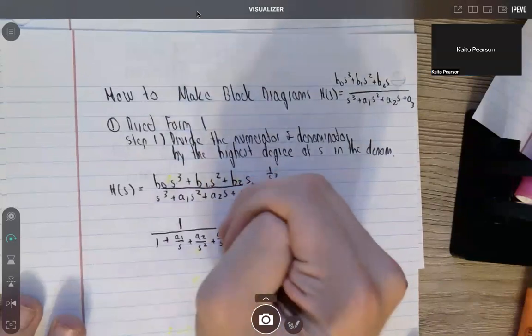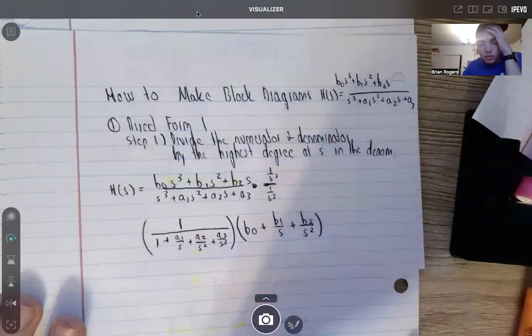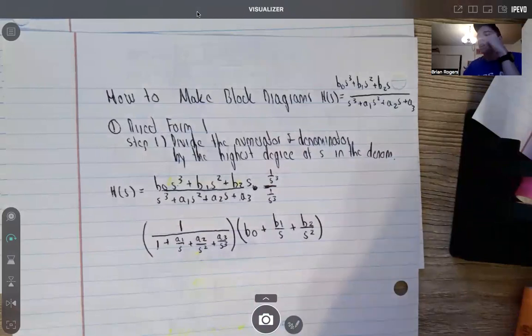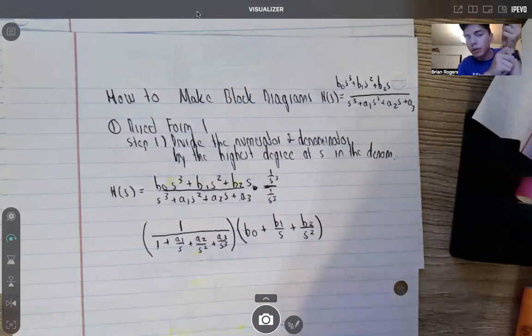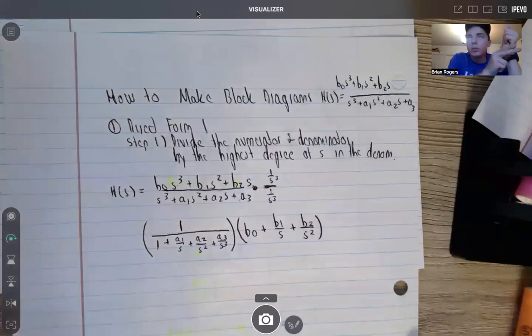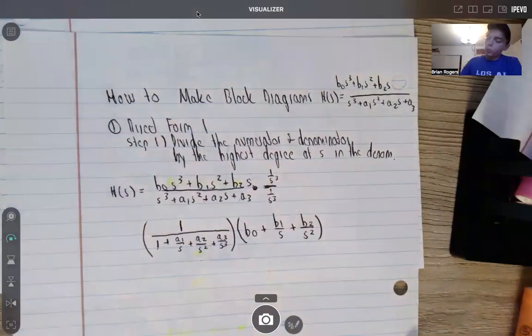Oh, Brian, I have a quick question. Let's say the denominator is S squared and the numerator is S cubed. Would you divide everything by S cubed, or the numerator by S cubed and the denominator by S squared? You will not see that case because that is an improper function. It has to be proper, so you won't deal with that. Don't worry about it for the exam.